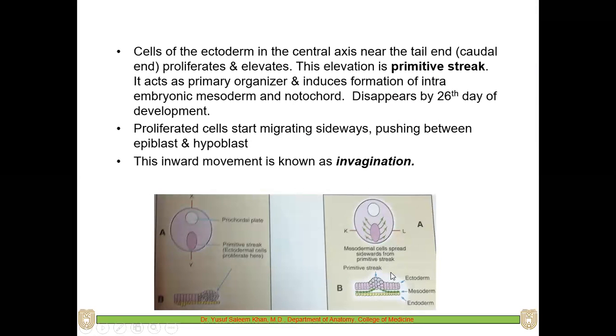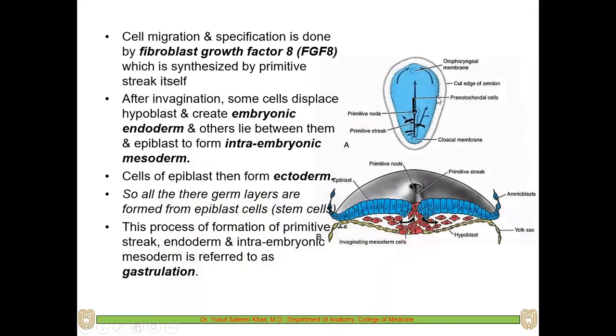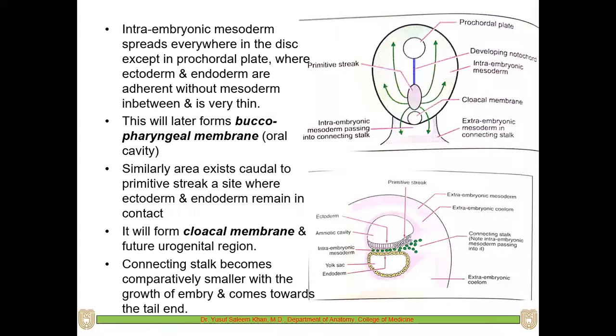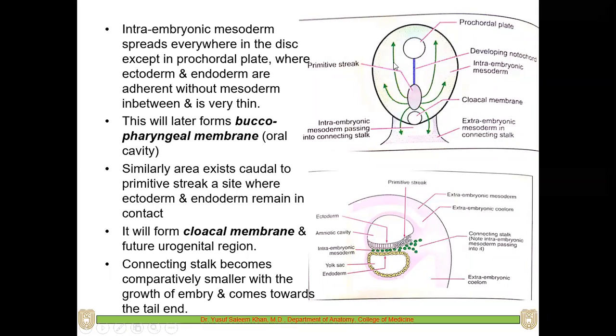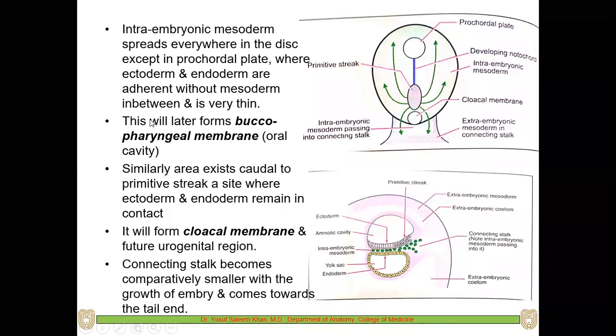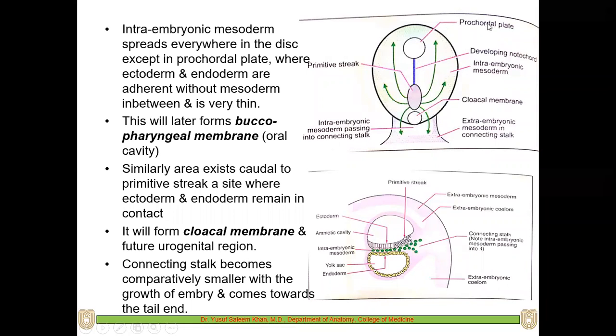Every other place the mesoderm is formed, but not in the procaudal plate, which is also called the oropharyngeal membrane or buccopharyngeal membrane. Many names are there. So these cells cannot migrate into the procaudal plate. Everywhere else they will go. Mesoderm is formed everywhere except the procaudal plate where they are adherent. So that's why it remains thin, because the epiblast and hypoblast are totally adherent. This will later form the buccopharyngeal membrane. As I said, this procaudal plate will form the buccopharyngeal membrane or oropharyngeal membrane or oral cavity, whatever you call it.